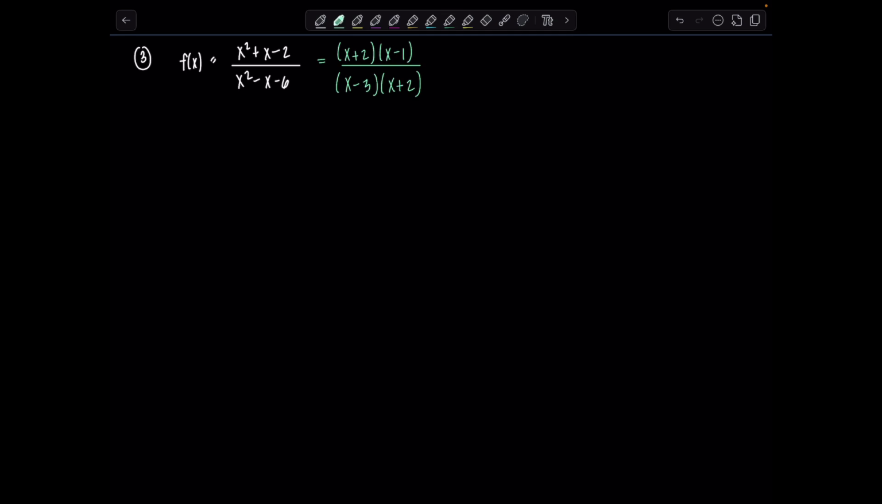Now, I know you're probably tempted to cancel x plus 2, but not yet. Remember, step 1, write the domain using the original function. So we have 2 values of x that need to be restricted from the domain. x can't be 3 or -2, yeah?